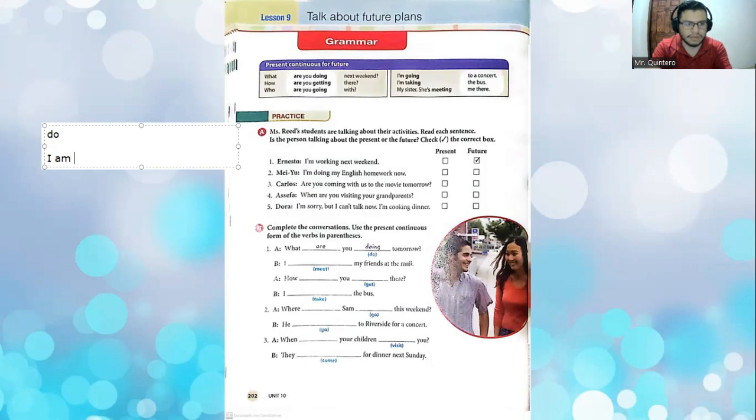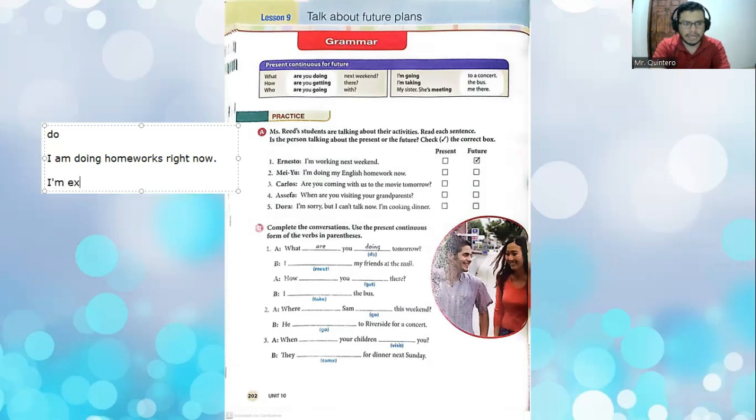So I am doing. El verbo hacer, doing, y le agregamos ing para hablar en presente y continuo. Estoy haciendo tareas. I'm doing homework. ¿En qué momento? Ahorita mismo. Right now. ¿Qué estoy haciendo con ustedes? Estoy explicándole, ¿verdad? O estoy hablando con ustedes.